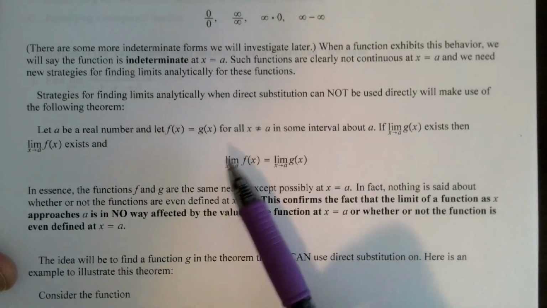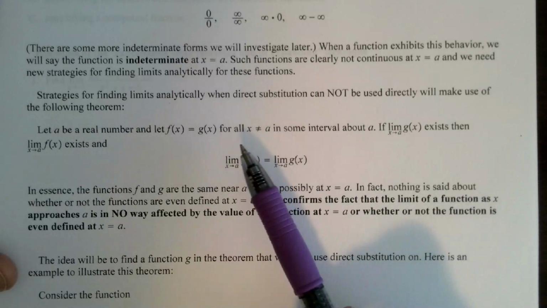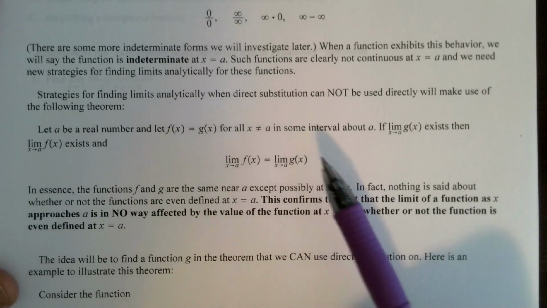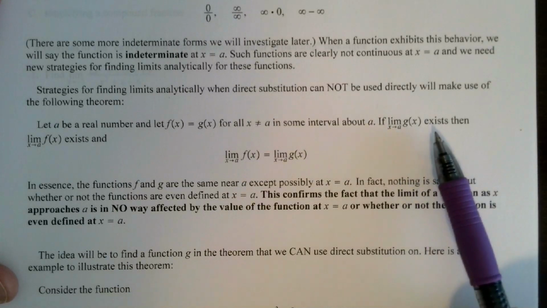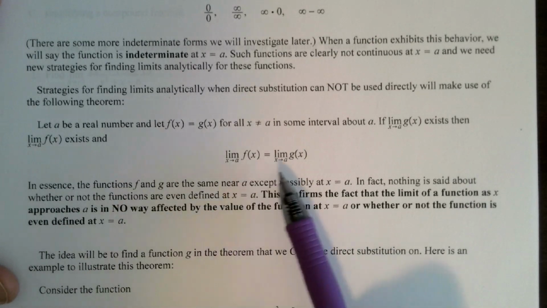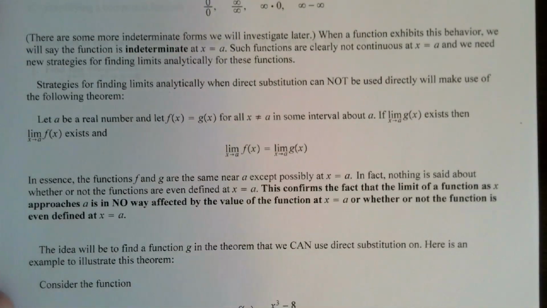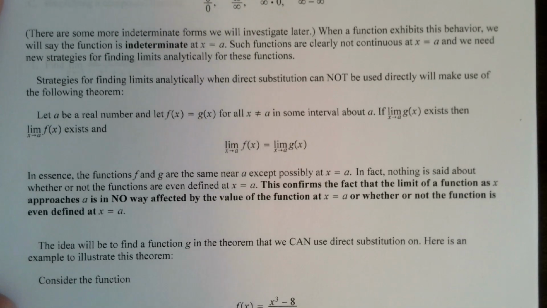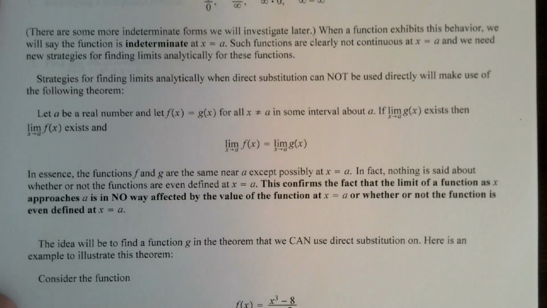As long as this is true, of course we don't know exactly what's happening at a, but if this is true and the limit as x approaches a of g of x exists, then the limit as x approaches a of f of x exists, and these limits are equal. So in essence, what we're saying is the two functions are exactly the same for all values of x near a except possibly at a. And we don't even know if the functions are defined at a. That doesn't matter for this theorem.